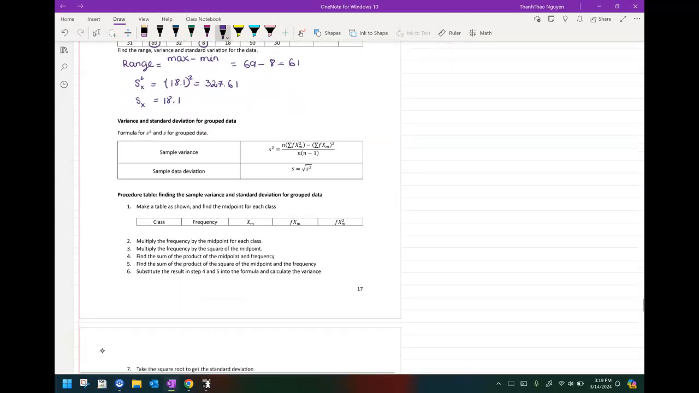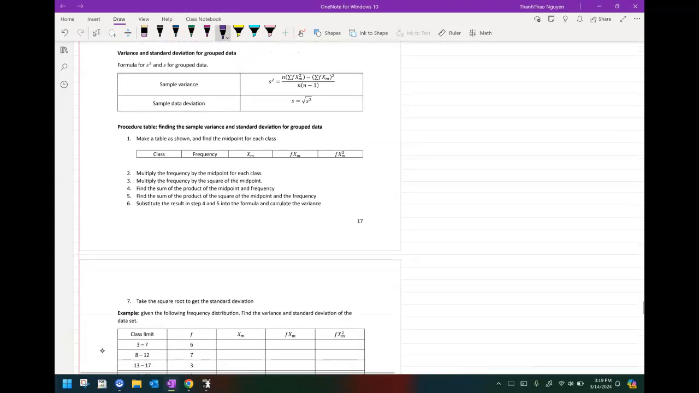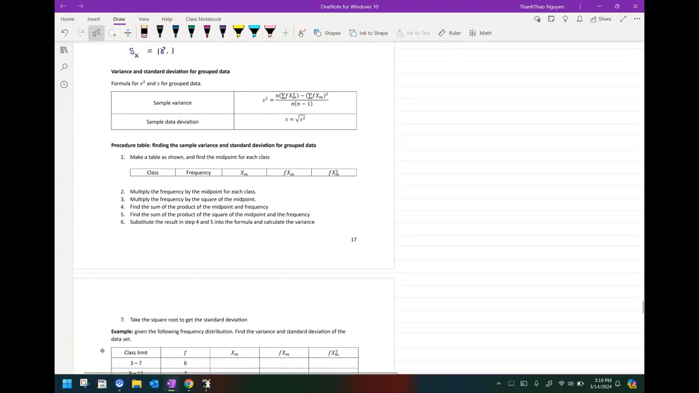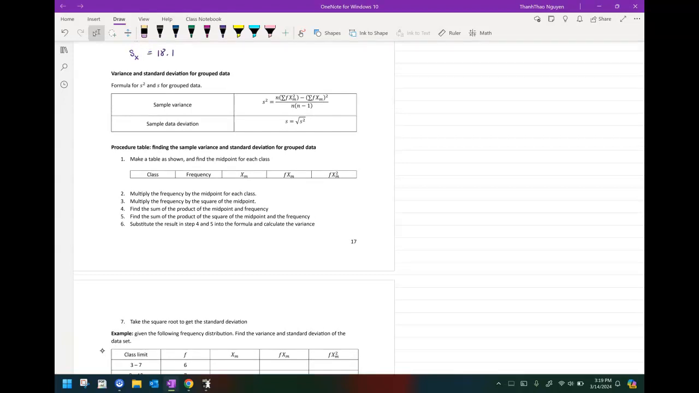So how do we calculate the variance and standard deviation for grouped data? Yes, we have the formula for S squared for grouped data. S squared equals n times the sum of the frequency times the midpoint squared, minus the sum of the frequency times the midpoint, then squared. So pay attention to that small change in the formula, where the square is sitting. Divide by n times n minus 1. The standard deviation is the same, that is just S equals the square root of S squared.